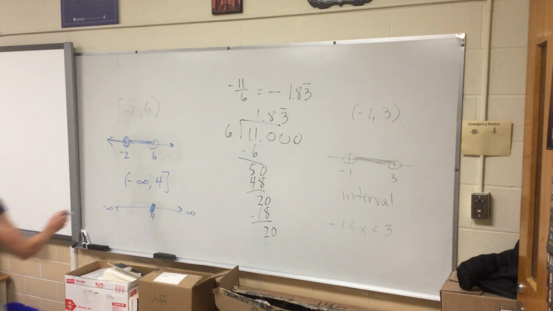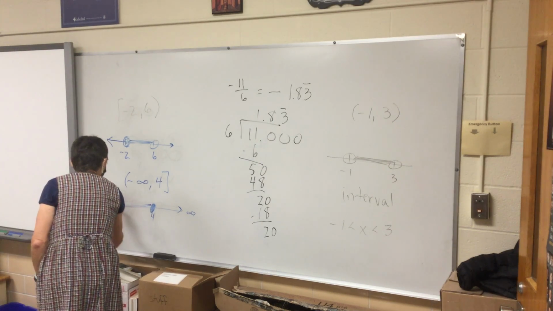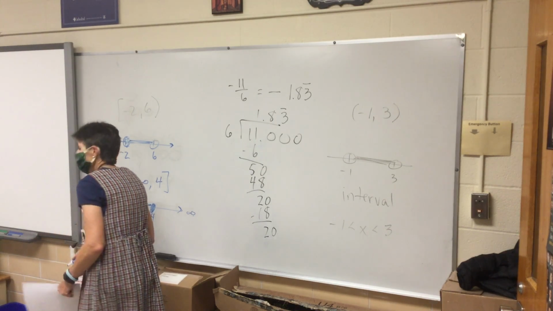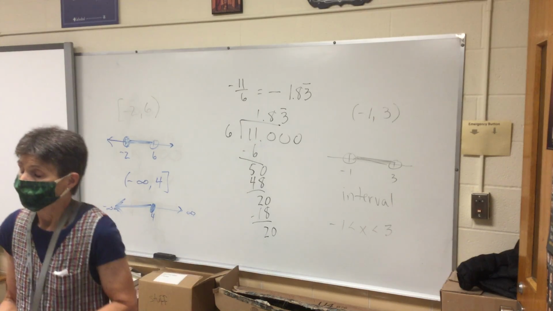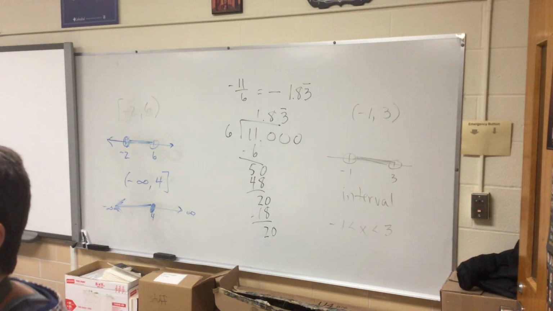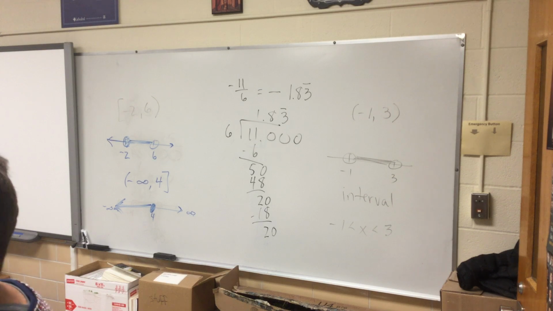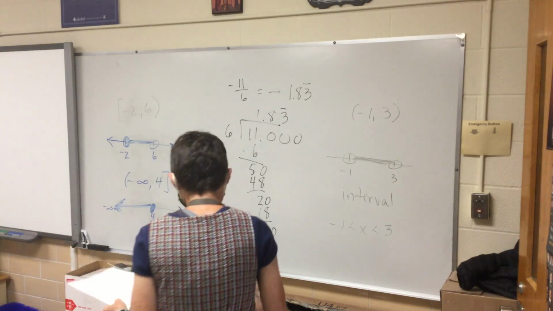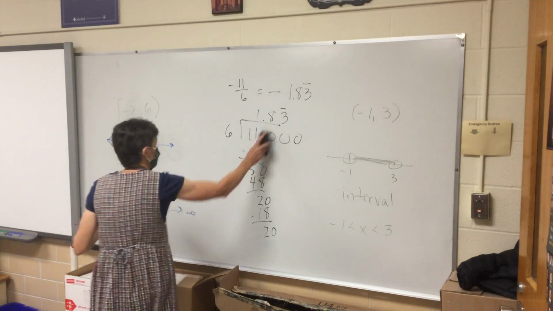So that's what this is going to look like. This is going to be all of this. There's no dot. You can't put a dot at negative infinity because you can't get there. But you can indicate you're going there by shading in the arrow. Does that make sense to you? All right. Now, number 3.